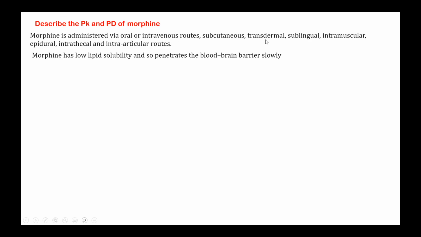So oral route, intravenous, subcutaneous, transdermal. We nowadays use buprenorphine patches and fentanyl patches, all of you must be aware of. So the route of administration is very, very important. And sublingual, very quick action, avoids the first pass metabolism, so the drug availability is very high. And epidural, intrathecal, and intra-articular routes are also being used.